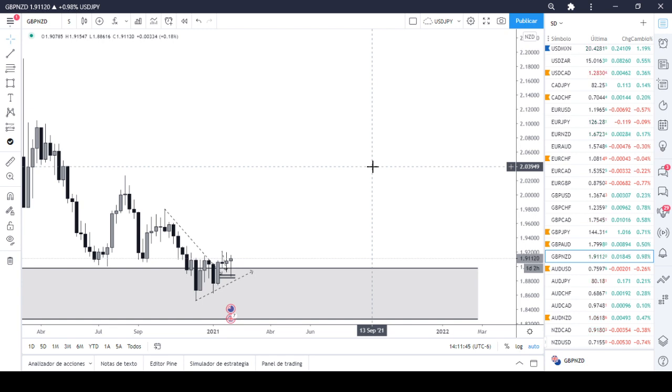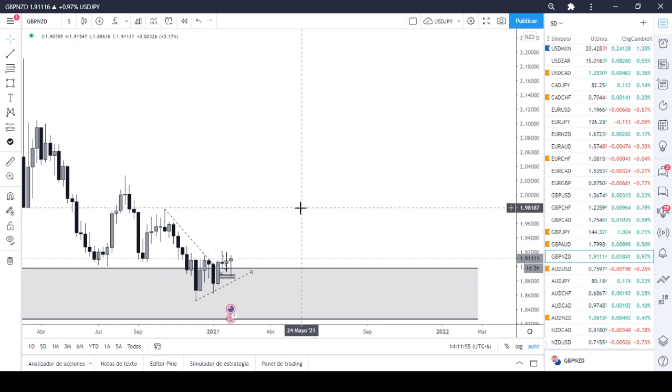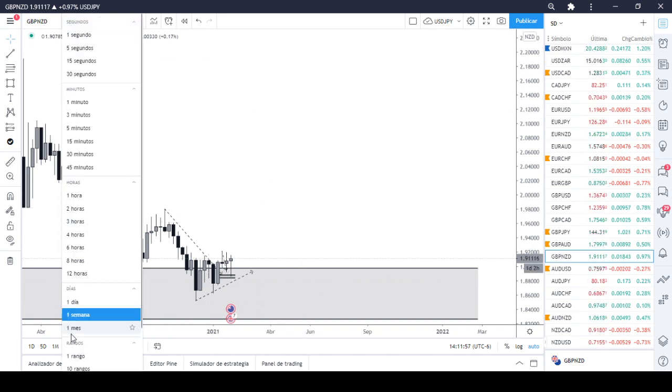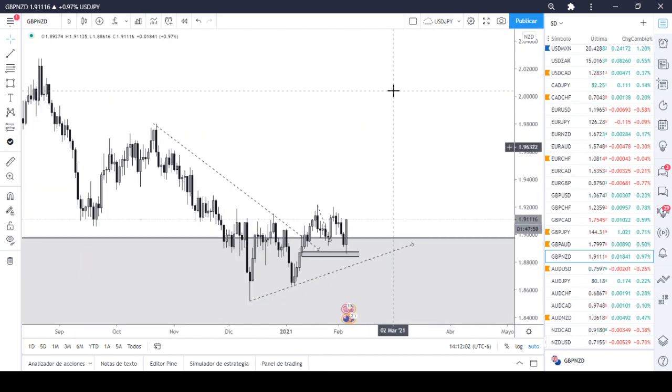I know I have to buy. I now have a weekly supply zone that was removed. Why was it removed? Because it was touching the monthly demand zone, so there are more buyers there. Now I need to go to the daily time frame and see what's going on, and see how I can spot a potential buying opportunity.